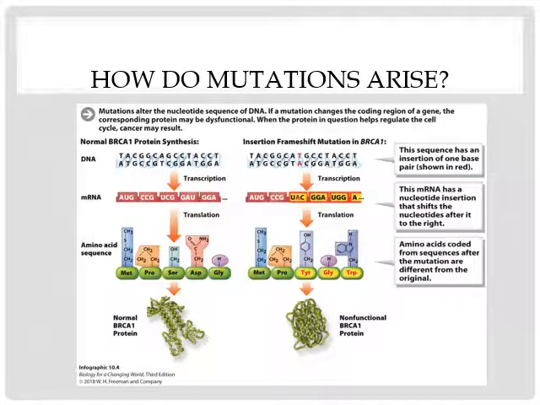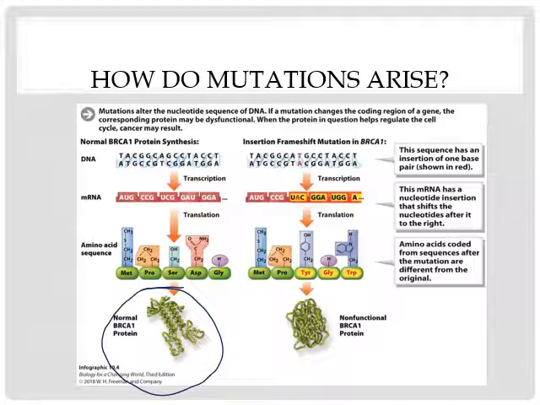So how do mutations arise? If you're looking at your Chapter 10 class activity, this is good practice, so you can look at Table 10.1 to see what these mutations actually are. But mutations basically alter the nucleotide sequence of DNA. So if it's changing the coding region of a gene, the corresponding protein may be dysfunctional. And the problem is if that protein that you're trying to make helps regulate the cell cycle, then you might end up with cancer. So you can see a normal BRCA1 protein synthesis, we have our DNA, then we're going to transcribe it and translate it, and then we're going to make a nice normal BRCA1 protein.